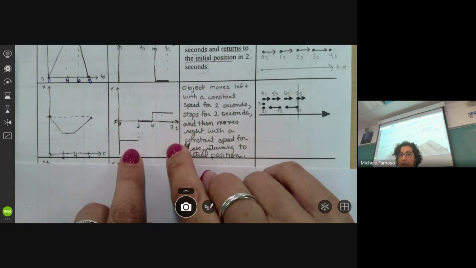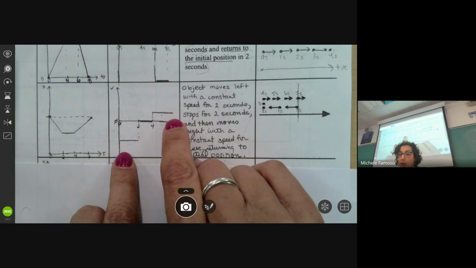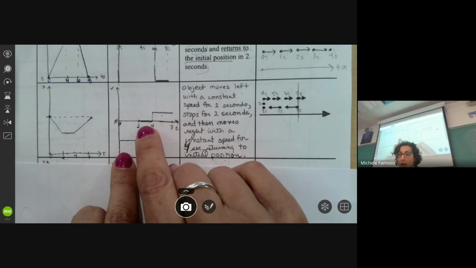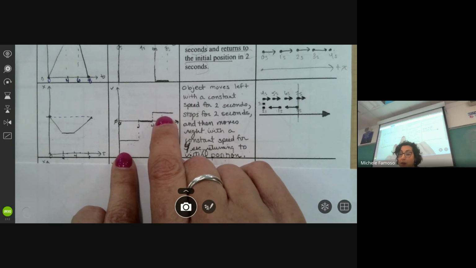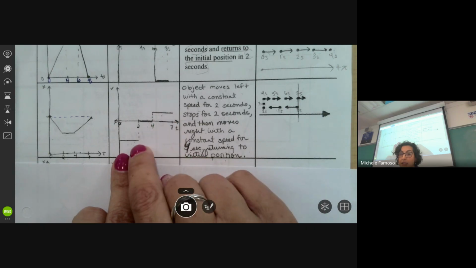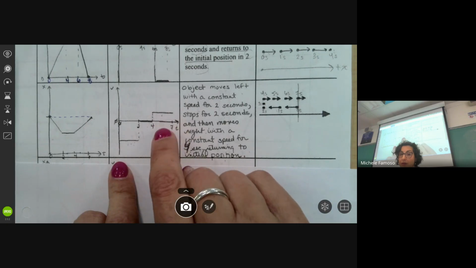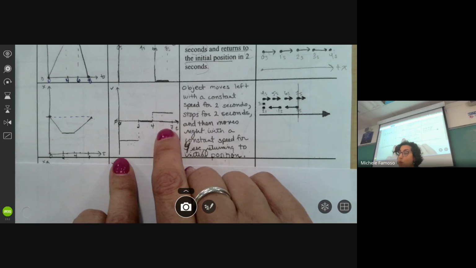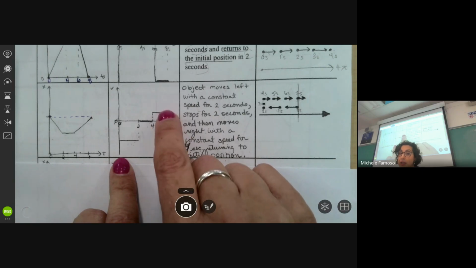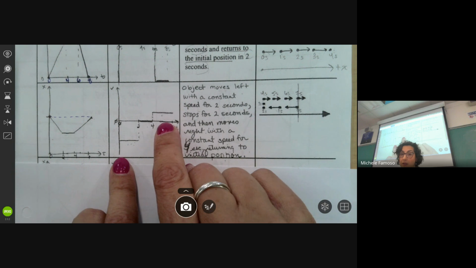So my velocity time graph has 3 horizontal lines, a negative one, a 0 value, and a positive value. This negative one is faster than this one here because we're traveling the same distance here, but in more time. So you're going slower. That's why it's closer to the time axis.